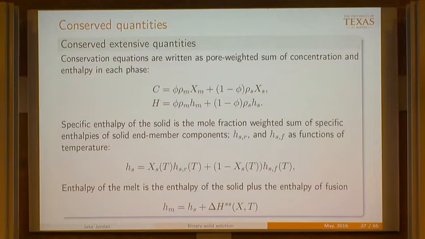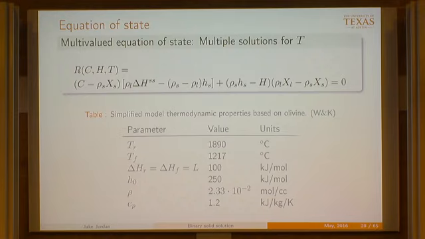The enthalpy of the solid is a linear combination of what enthalpy phases are present. So this would be your refractory end member of the solid solution's specific enthalpy, and it's weighted by the mole fraction of that we got from the function of temperature. And then the enthalpy of the melt is that of the solid plus the enthalpy of fusion, which in principle should also be a function of mole fraction and temperature. But there's kind of a problem with this.